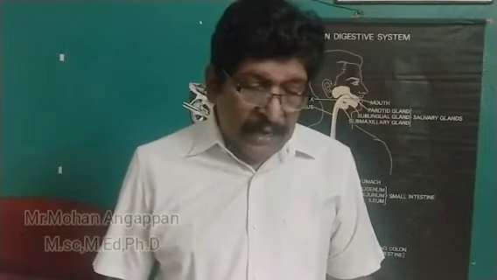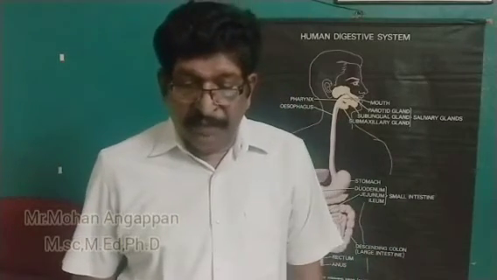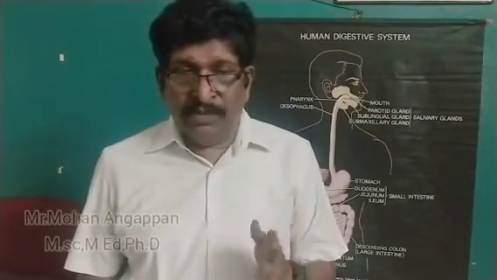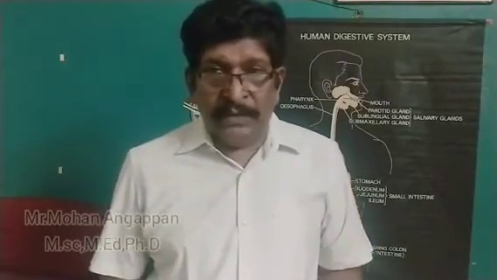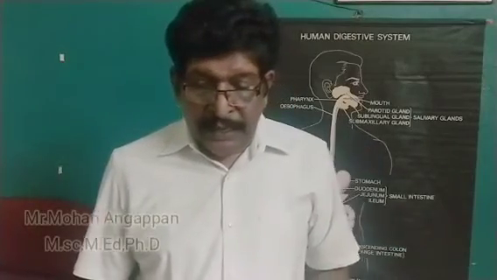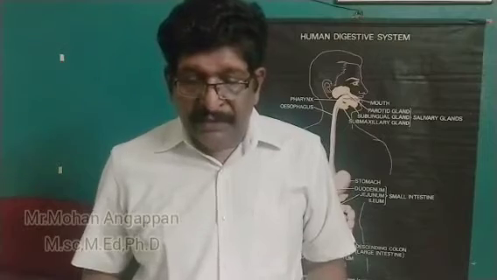Now coming to the function of bile, it makes the food alkaline with a pH of 7.5 to 8.6. So you know the pH scale, 1 to 6.9 is acidic. 1 is the most acidic, 6.9 less acidic, 7 neutral, 7.1 to 12 is basic. So here the bile makes the food alkaline with a pH of 7.5 to 8.6.